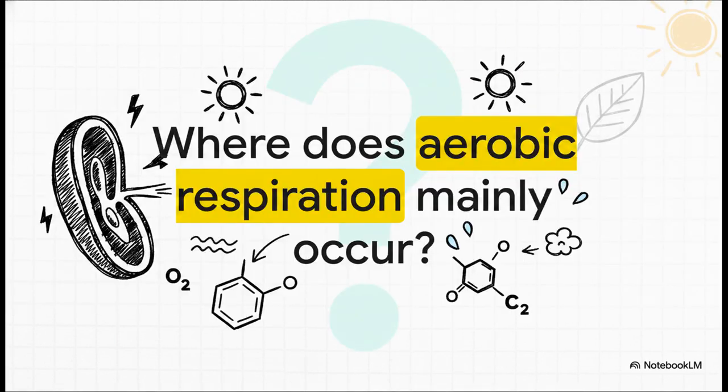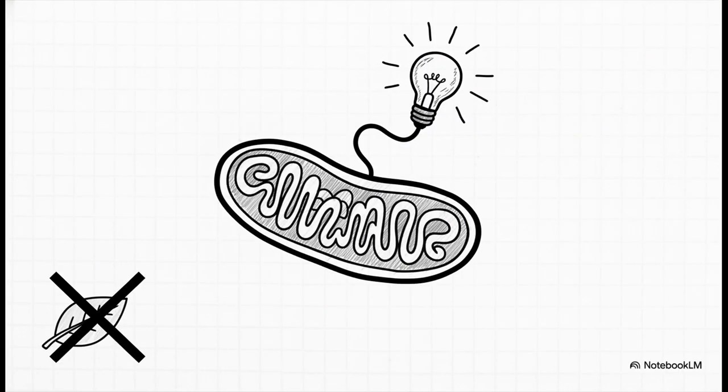Last question, Gobi students. Where does aerobic cellular respiration mainly occur? Take your final guess. Go Bez. The mitochondria is your local power grid. Chloroplast is a tricky trap just for plant food making.